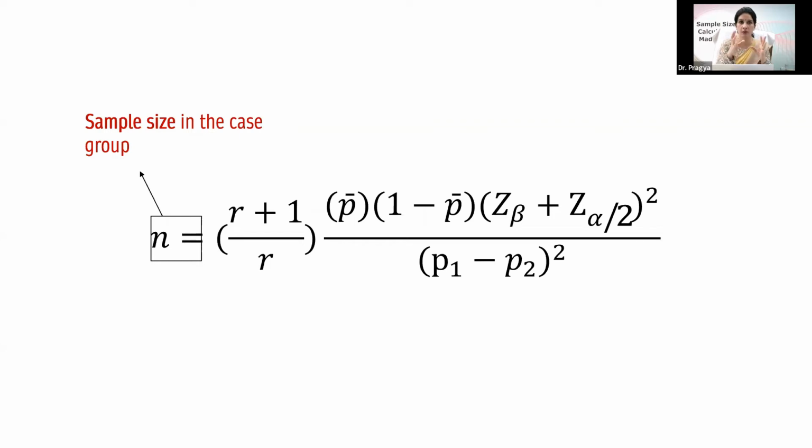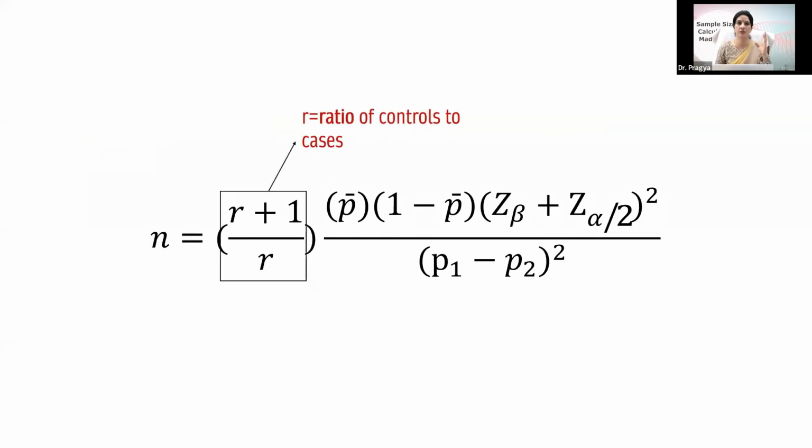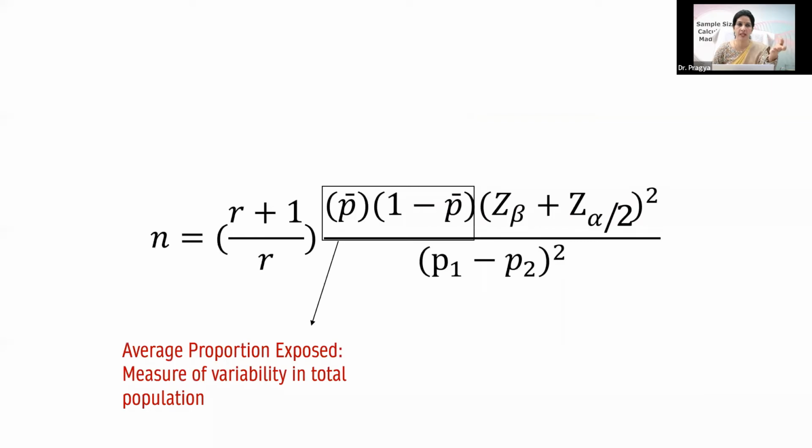Don't get nervous by seeing this long formula. It is just for your knowledge. Just have a look at it. This R is the ratio of controls to cases. This P is the average proportion. And P into 1 minus P, actually this is the variance, or in other words the SD square.